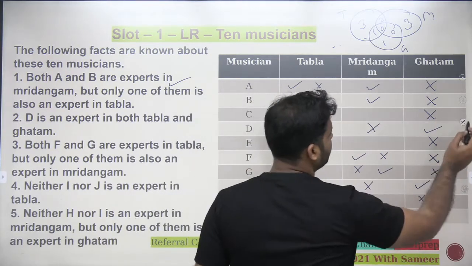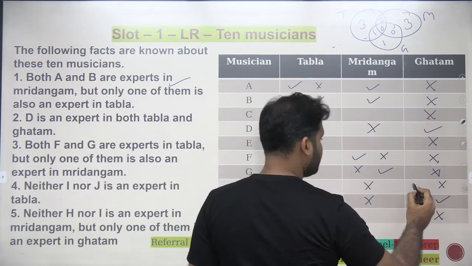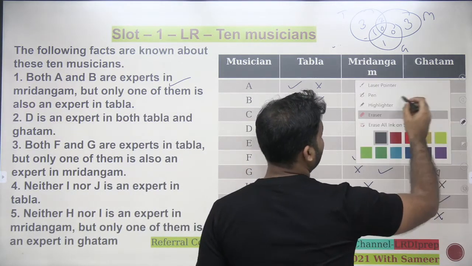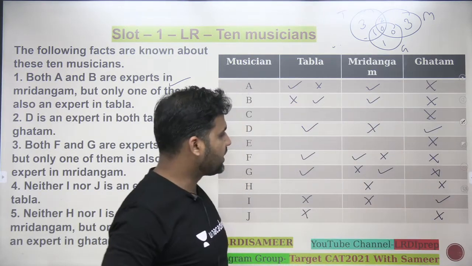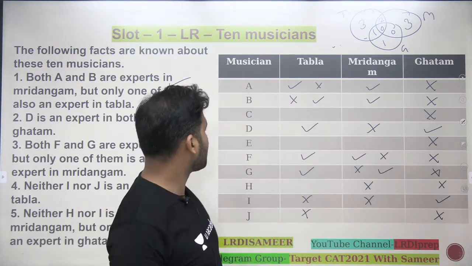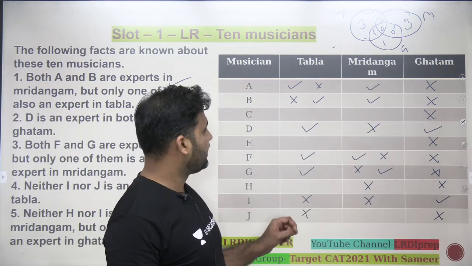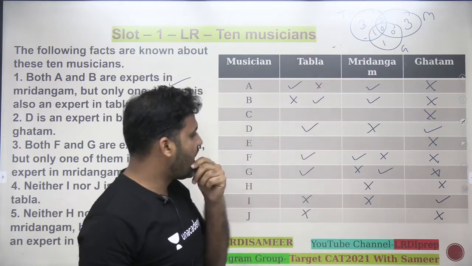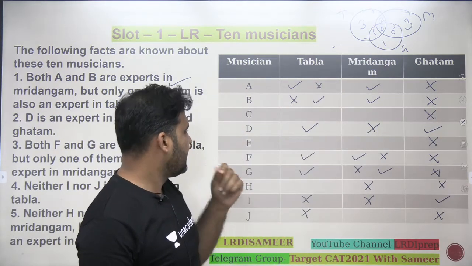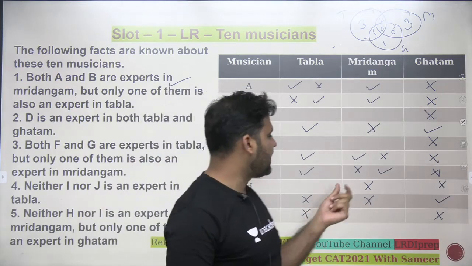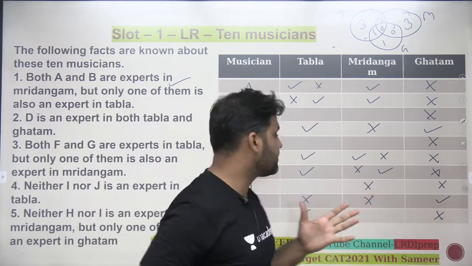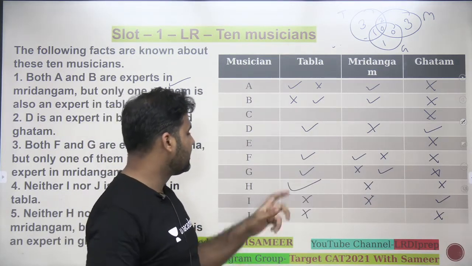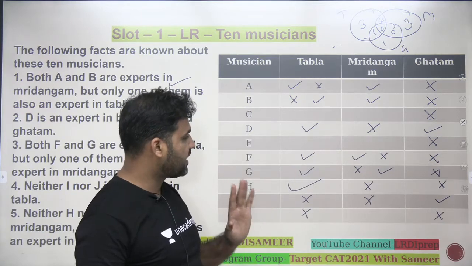So let's use this information here. We get to know that I is definitely playing Ghatam and H is not playing Ghatam, right? Okay, so we get to know the two people who are playing Ghatam, and these are D and I. So we have used this information. Now let's go to the next point. H is not playing mridangam, H is not playing Ghatam, so H is definitely playing tabla. So you need to place a tick mark over here.